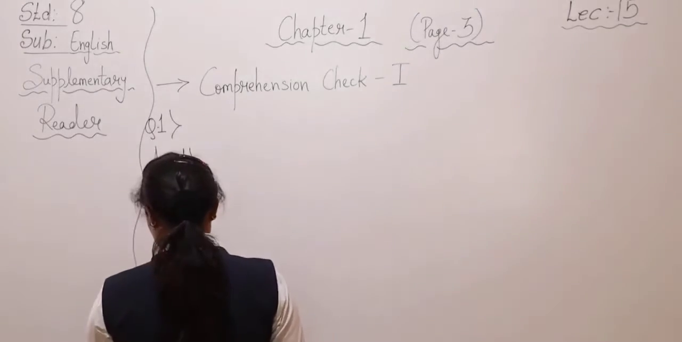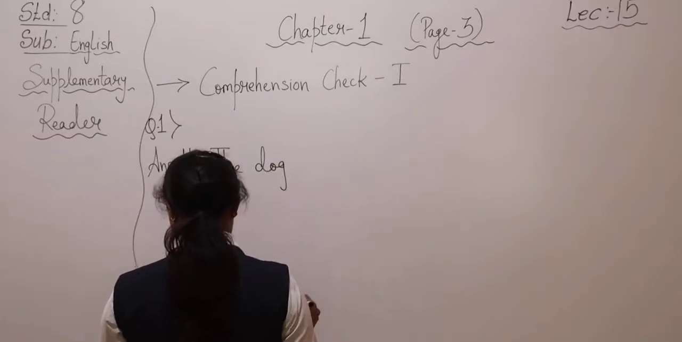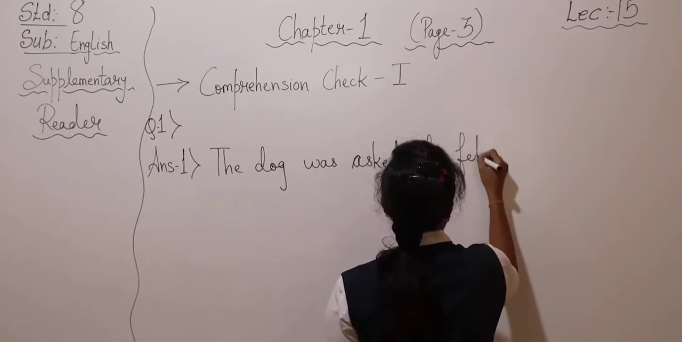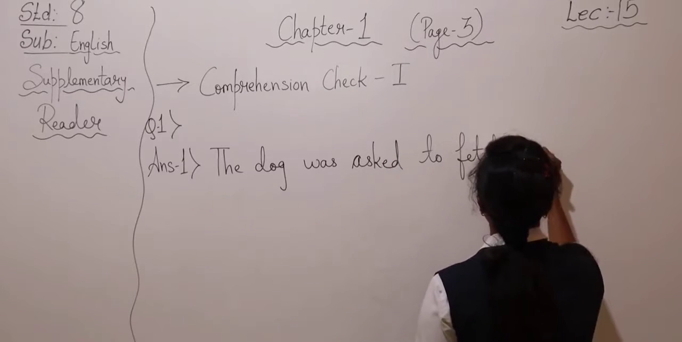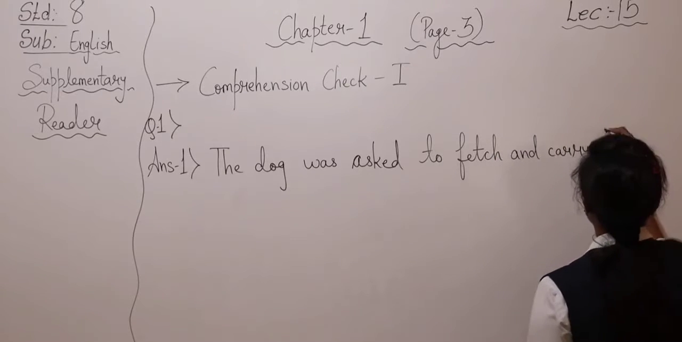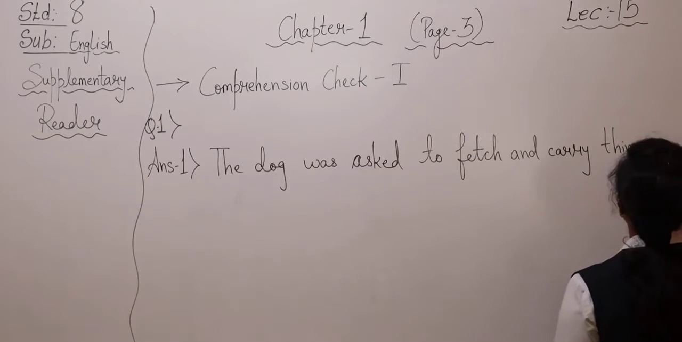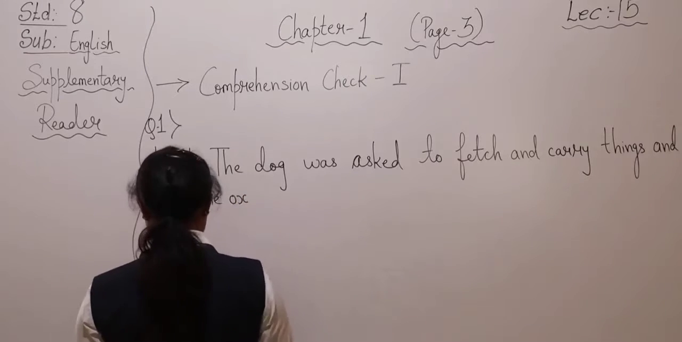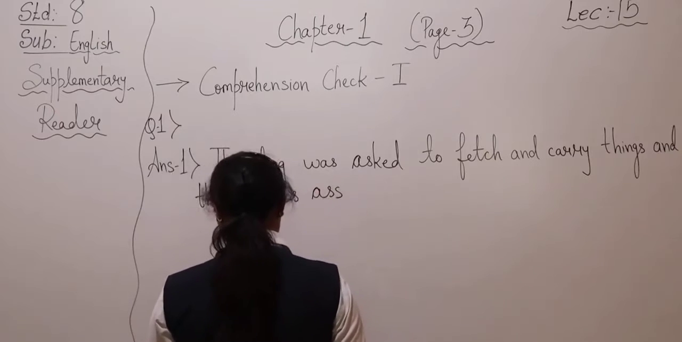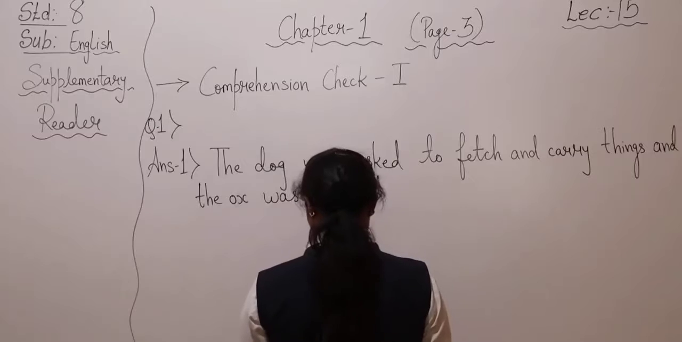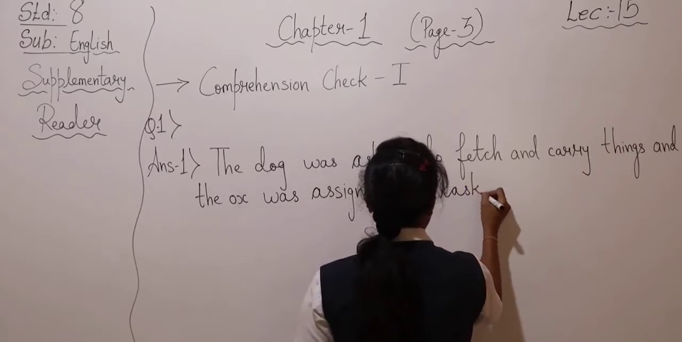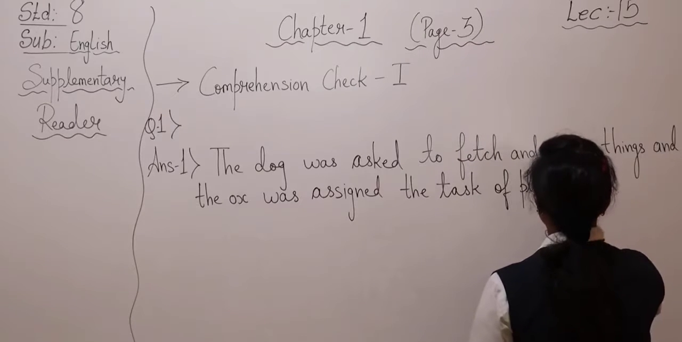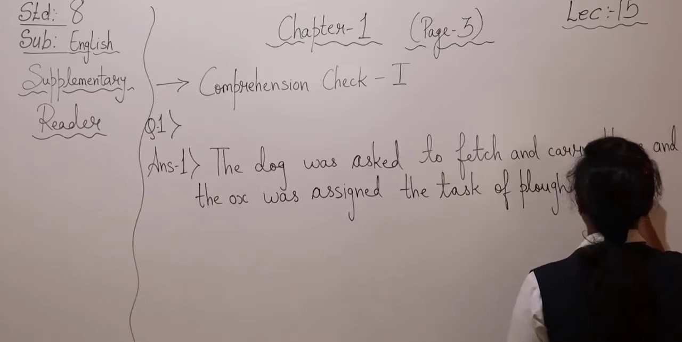Answer 1: The dog was asked to fetch and carry things and the ox was assigned the task of plowing the land.